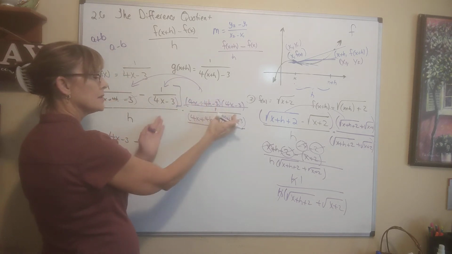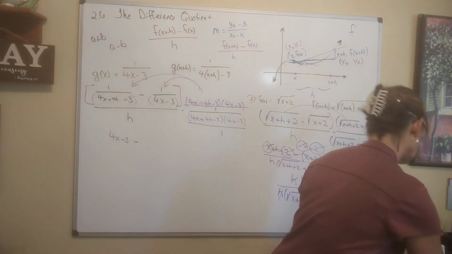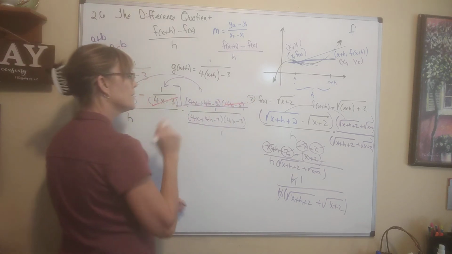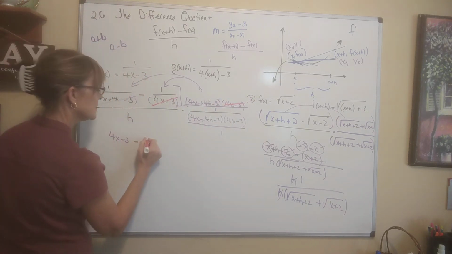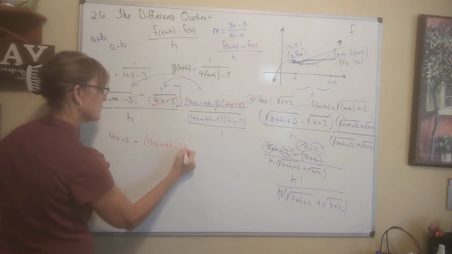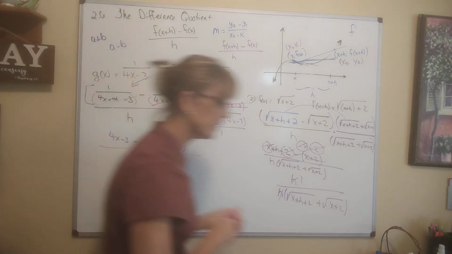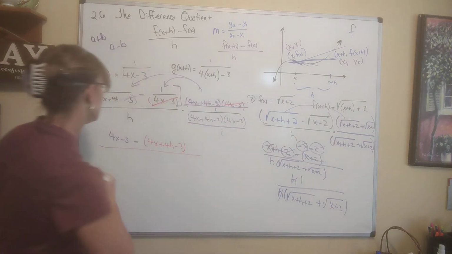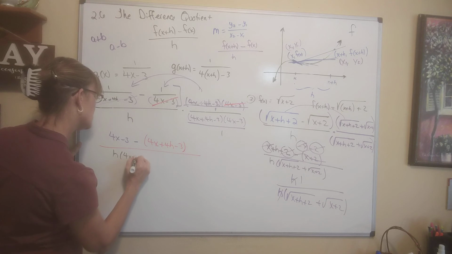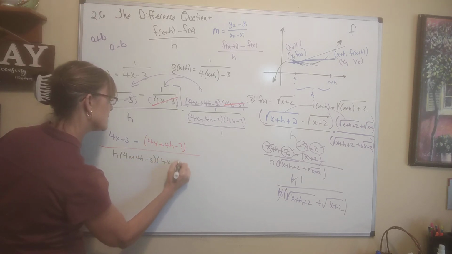Now this times this, because this gets distributed here. What's going to happen when the second term gets multiplied is 1 over 4x minus 3 will cancel with that. So what I'm left with is a minus 4x plus 4h minus 3. What happens in the denominator? Nothing, except for those two terms get multiplied together. So down here we just have this h times 4x plus 4h minus 3 times 4x minus 3.